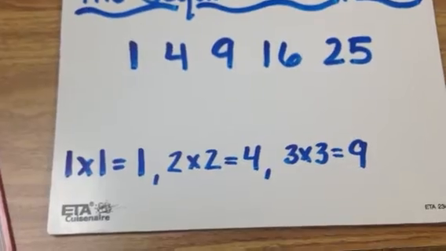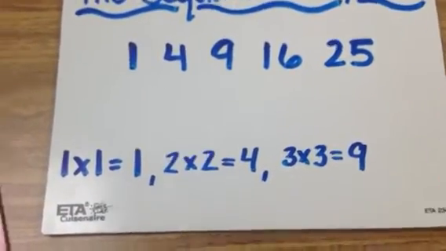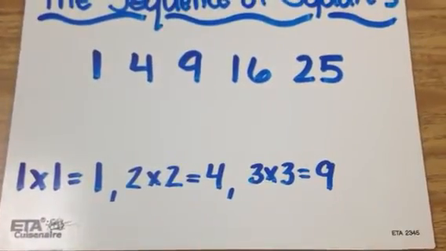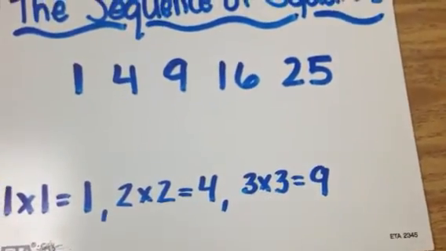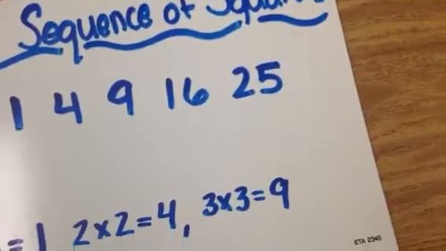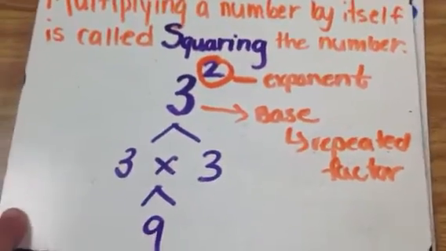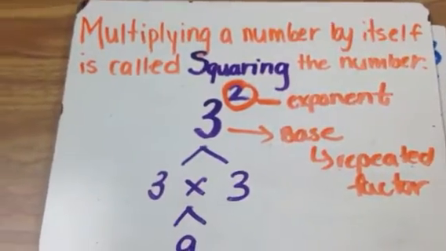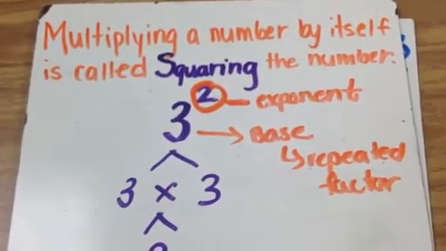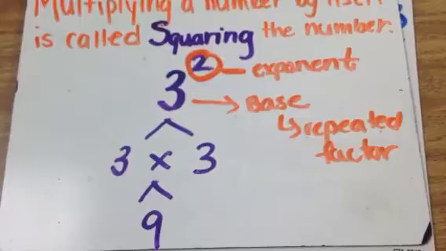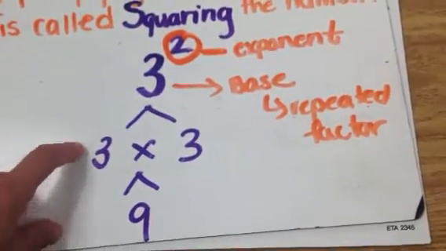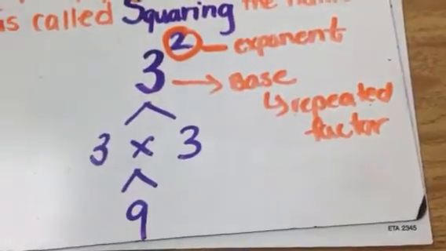1 times 1 is 1, 2 times 2 is 4, 3 times 3 is 9. Multiplying a number by itself is called squaring the number and is represented by a small 2 in the upper right of the number being squared. The 2 is called the exponent. So for example, 3 times 3 can be written as 3 squared.